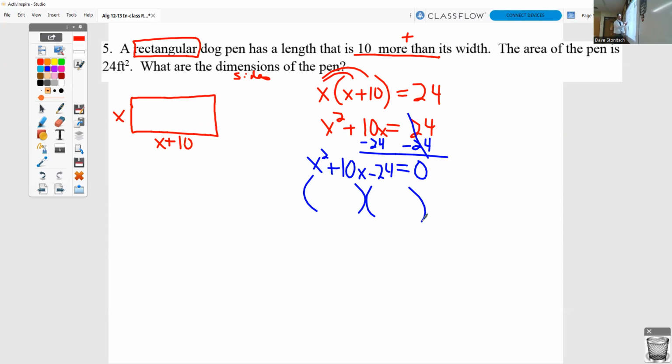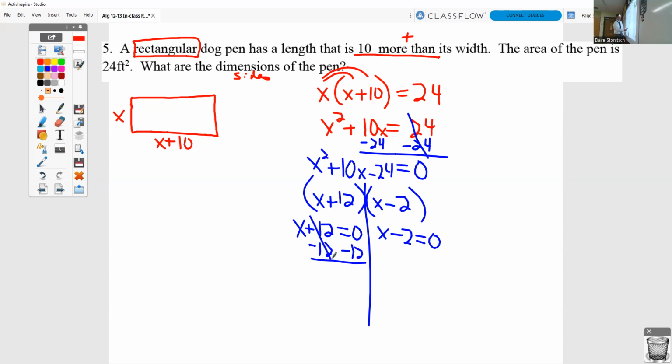This one is actually 12 times negative 2. So we have x plus 12 and x minus 2. Set both sides equal to 0 and solve. Minus 12, minus 12. So x equals negative 12. Plus 2, plus 2. X equals positive 2.